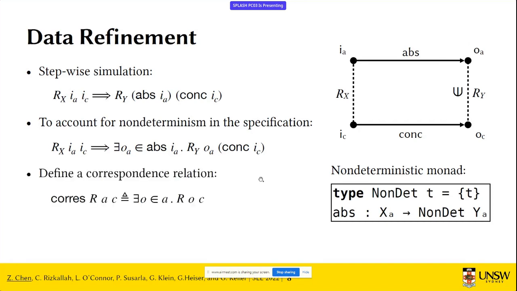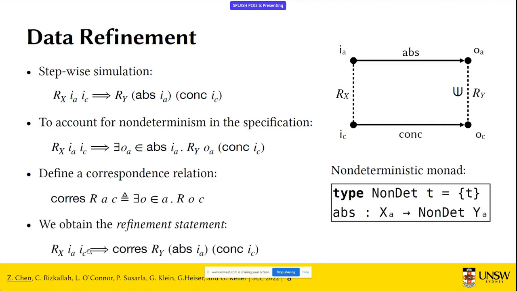So we define this relation just to make it beautiful. We get this refinement statement, which is exactly the same as this one, just looks prettier. So that statement is what we prove in our functional correctness for each function.